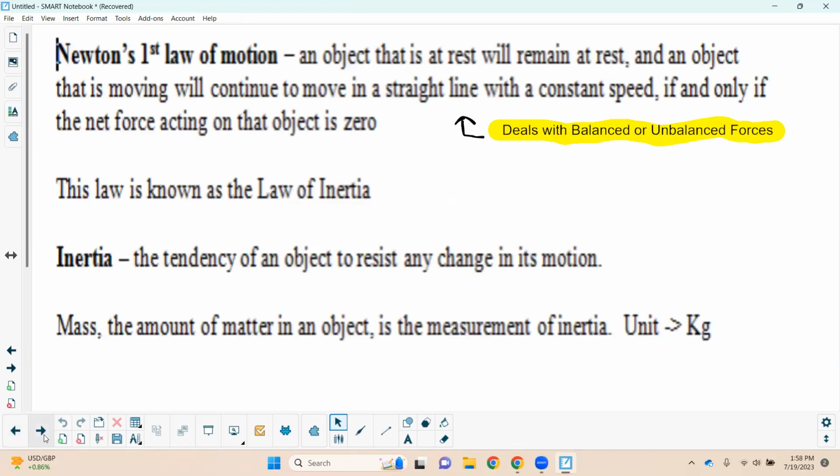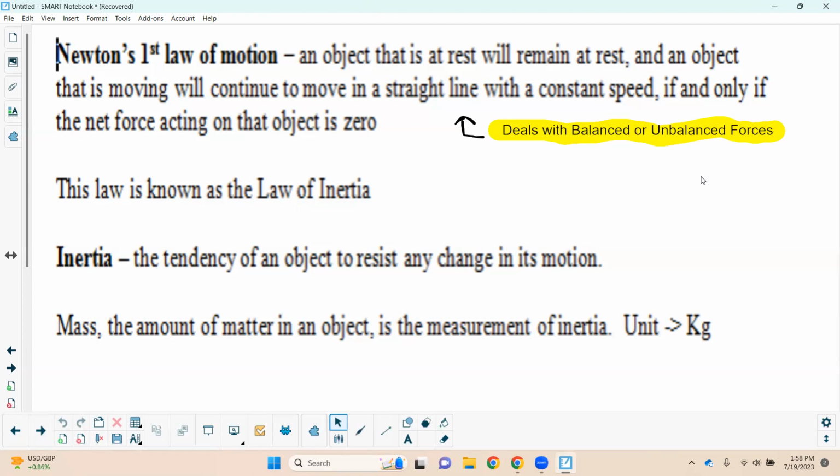So the first law is Newton's first law of motion. It's known as the law of inertia. And if you read this caption or description up here, it says an object that is at rest will remain at rest, and an object that is moving or in motion will continue to move in a straight line at a constant speed if and only if the net force acting on the object is zero. So this is the law that deals with balanced and unbalanced forces, which we've talked about when we first started talking about net force and how forces are just pushes and pulls and they work together.